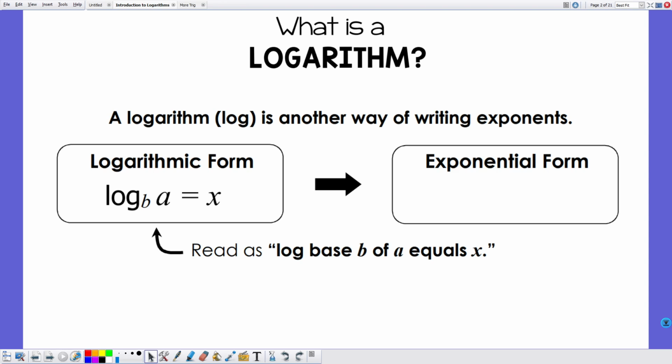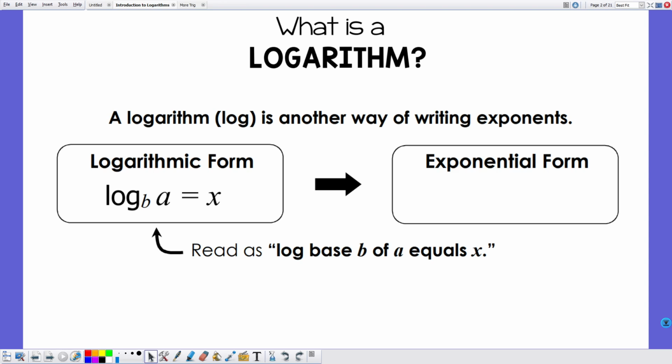Calculus uses it quite a bit. And if you go on to do finance and stuff, you'll be using them a lot. So they're just important to learn about. And the idea of it isn't really so crazy. Logarithms are just a different way to write an exponential equation. It's just a different way to write exponents out.